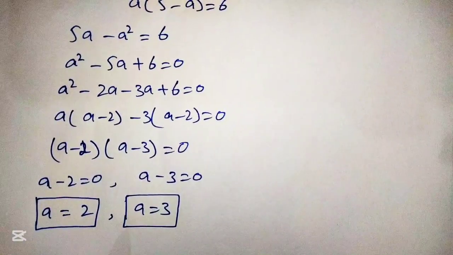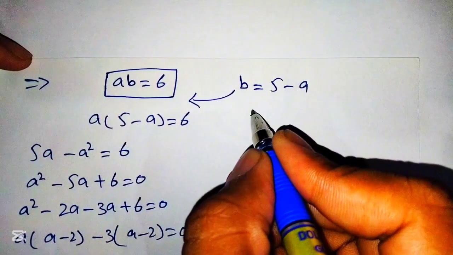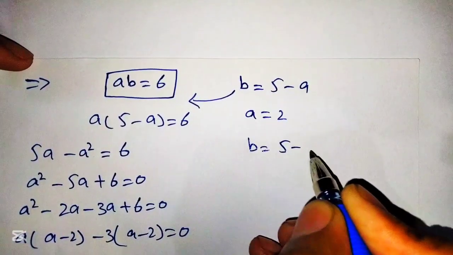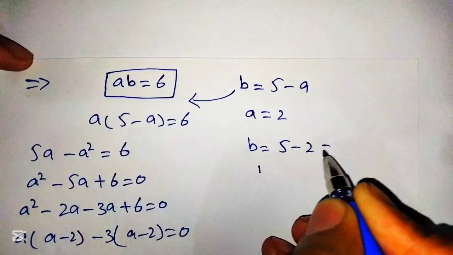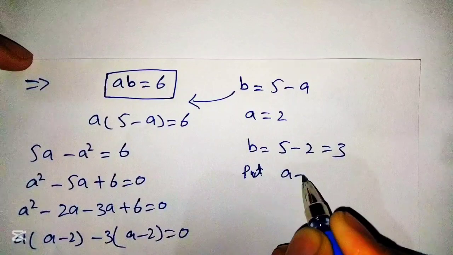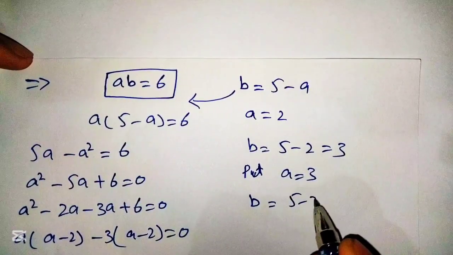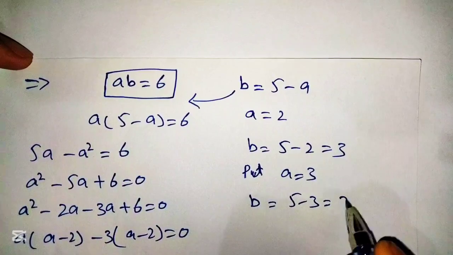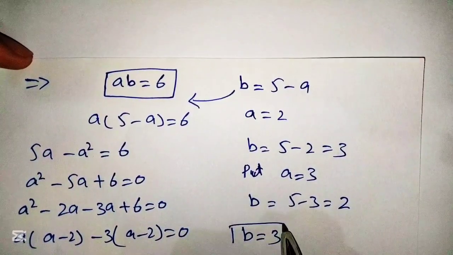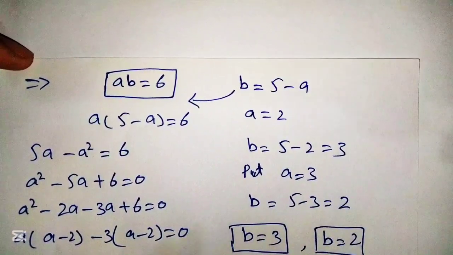Now putting these values of a in this equation, we can find the value of b. That is, put a is equal to 2, then b is equal to 5 minus 2 is equal to 3, and if we put a is equal to 3, then we will get b is equal to 5 minus 3 is equal to 2. That is, the values of b are b is equal to 3 and b is equal to 2. So these are the identical values.